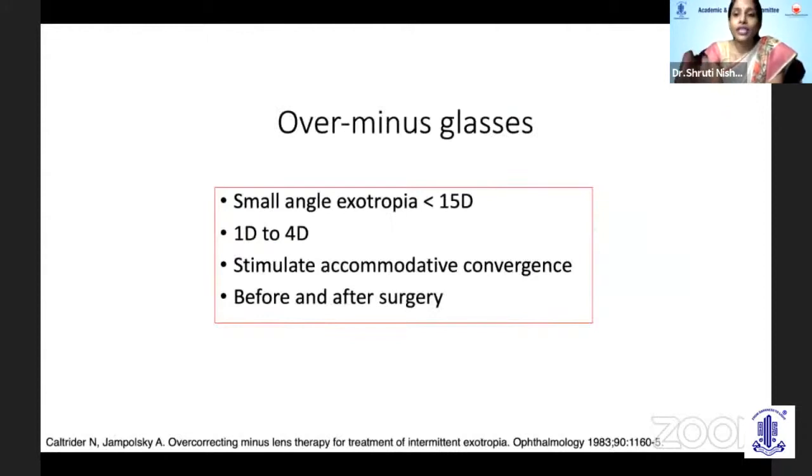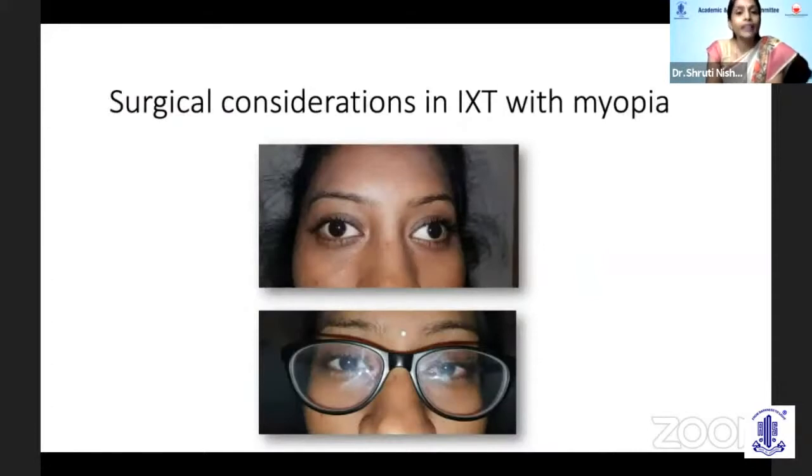So when just minus glasses don't work, you can also prescribe over-minus glasses. So when do you prescribe them? When there's a small angle exotropia, you prescribe about -1 to -4 diopter, depending on the visual acuity, how much the child is able to tolerate, and what controls the squint. And this will in turn stimulate accommodative convergence and keep the IXT in check. It can be done as a modality in small XTs, also after surgery, in order to bring the residual XT under control.